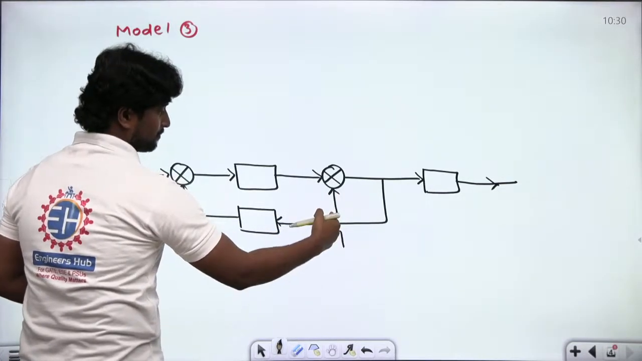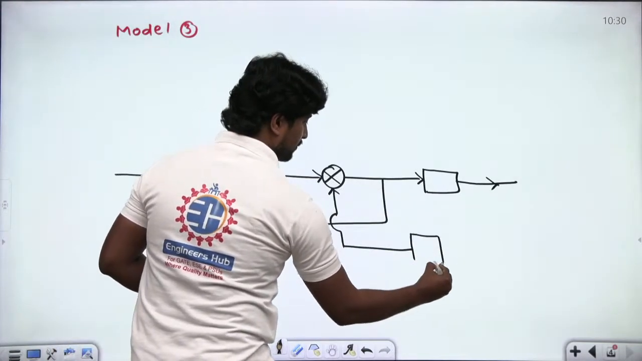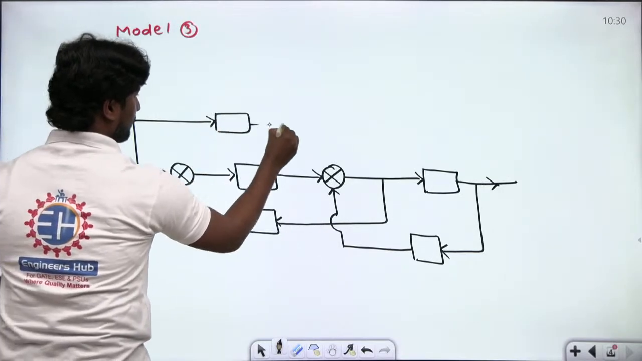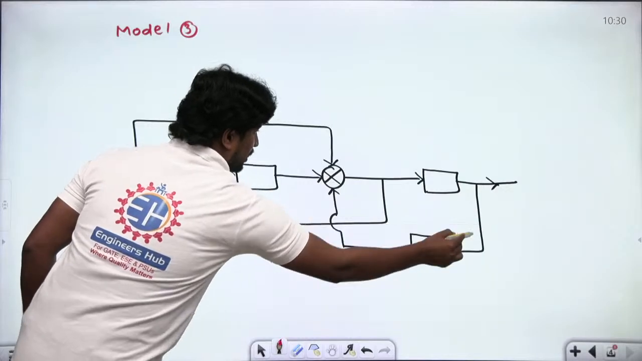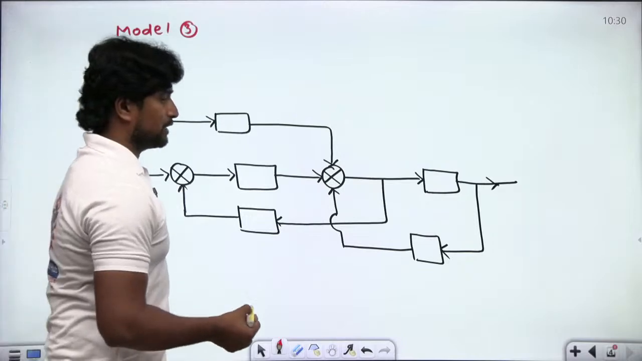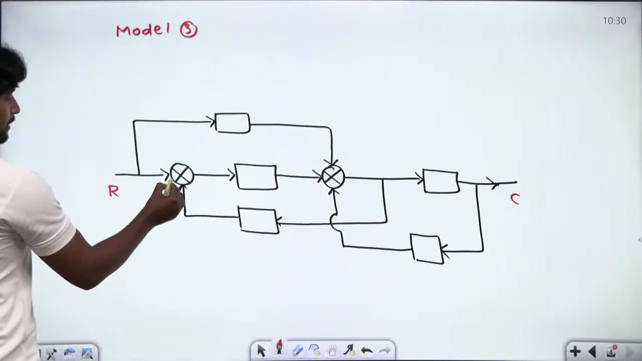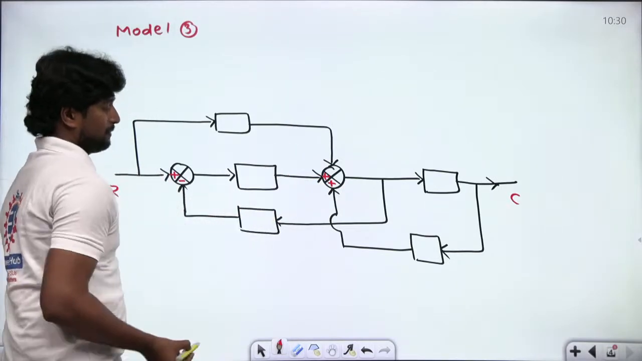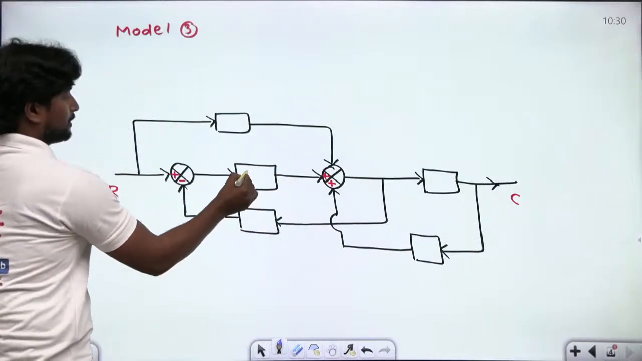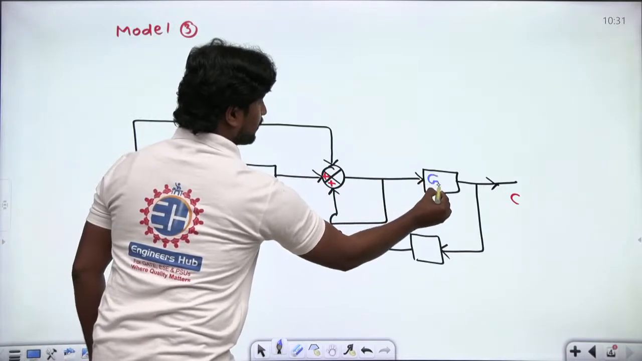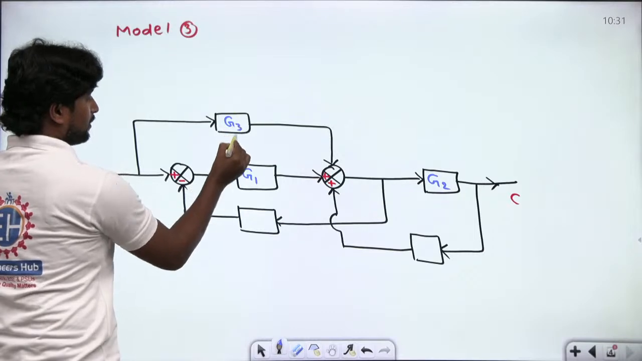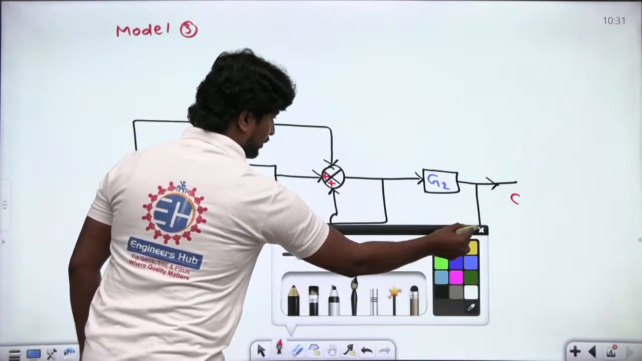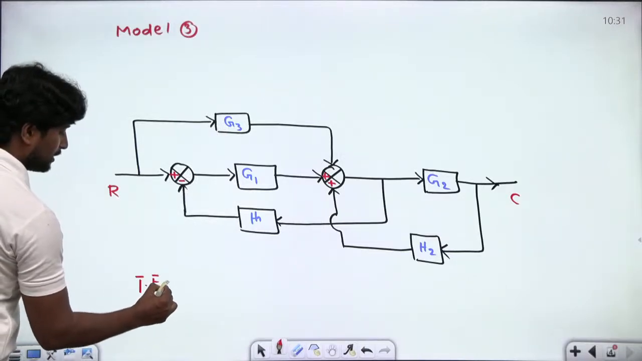Carefully observe it, these are non-touching, right? Clear. As usual, input is R, output is C. It's a plus and it's a minus. Guys, it's a plus and it is also plus. It is also plus. It's a G1. It's a G2. It's a G3. It's a H1. It's a H2. Right? So what is our task? Finding the transfer function C by R.